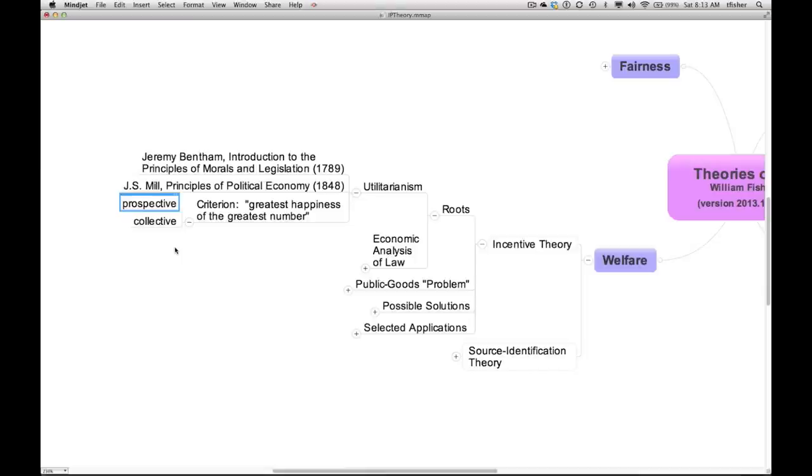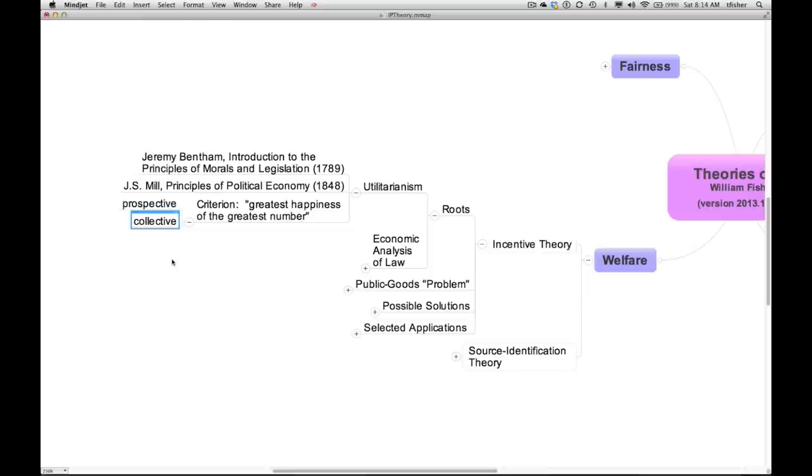By contrast, the fairness theory, as we saw, is retrospective in orientation. It seeks to create rights that appropriately reward people for their conduct in the past. The second characteristic of the utilitarian approach that differentiates it from the theories we've discussed thus far is that it's collective rather than individual in orientation. It focuses on the welfare of society as a whole rather than on doing justice to or serving the human needs of its individual members.